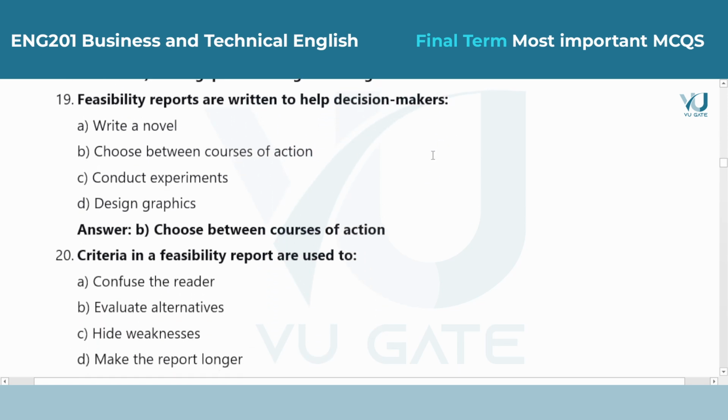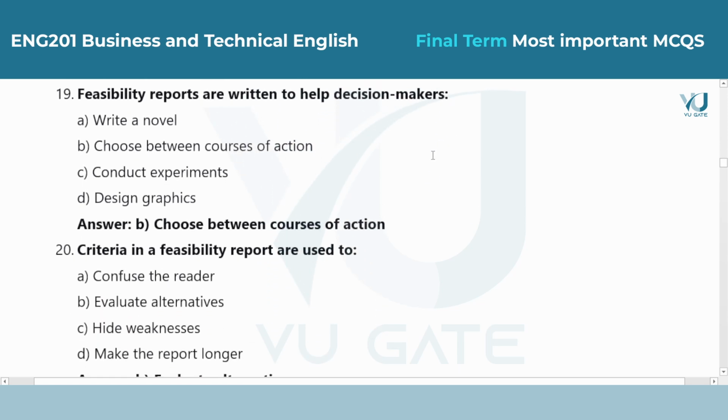19. Question. Feasibility reports are written to help decision makers, answer, B. Choose between courses of action. Concept. These reports analyze whether a proposed project is practical, affordable, and likely to succeed. 20.